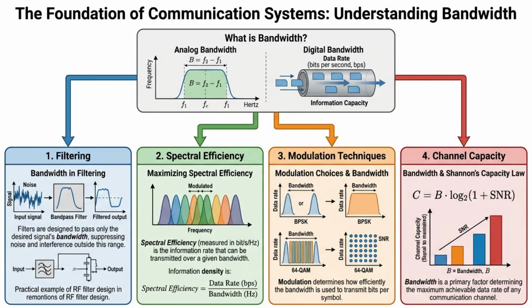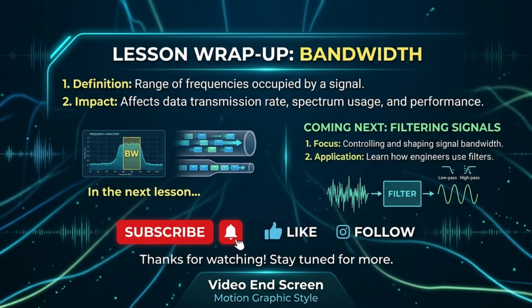The bandwidth concept forms the foundation for many advanced topics in communication systems. Understanding bandwidth prepares engineers to study filtering, spectral efficiency, modulation techniques, and channel capacity in greater depth. In this lesson, we learned that bandwidth describes the range of frequencies occupied by a signal or supported by a system. We also saw how bandwidth affects data transmission, spectrum usage, and overall communication system performance. In the next lesson, we will explore filtering signals and learn how engineers control and shape signal bandwidth using filters.